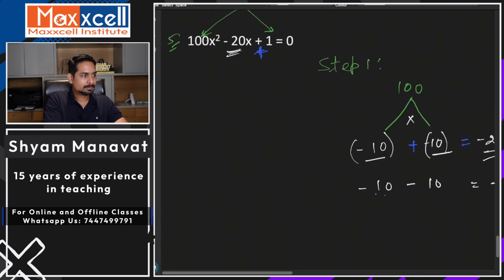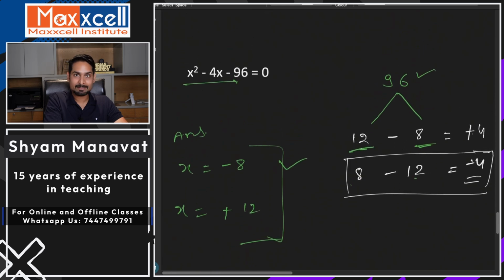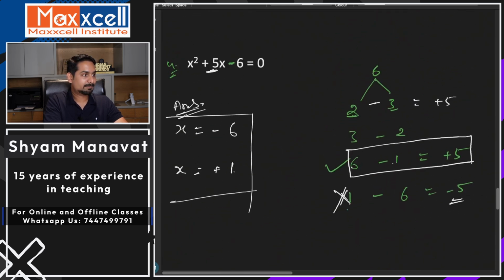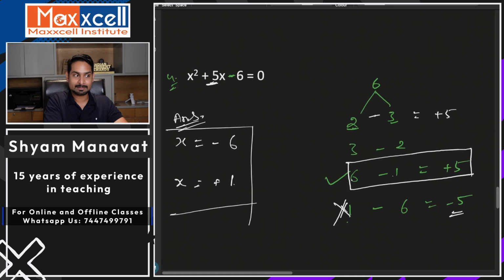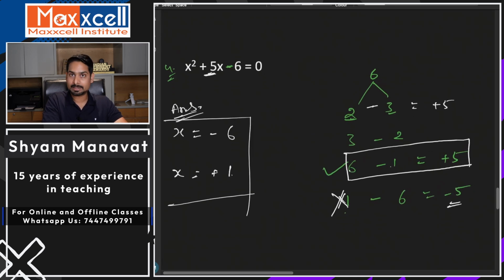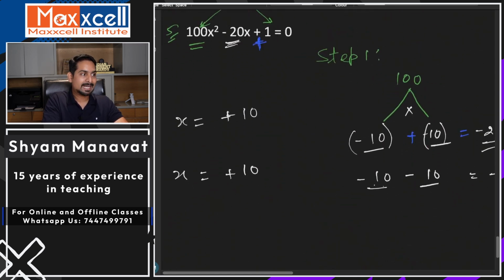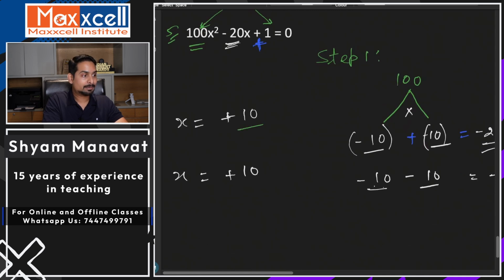Now, how do you write the answer? x is equal to, you use these two numbers, minus 10 and minus 10, but with the opposite sign, 10 and 10. Did you get the answer? Not yet, because you have the coefficient of x square. In the previous question, we did not have the coefficient of x square, so we could directly write the answer by changing the sign of these numbers. But here, because we have the coefficient of x square, we divide both the numbers we got here by 100, and that will be our final answer.